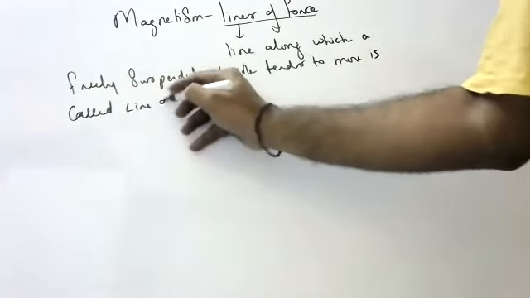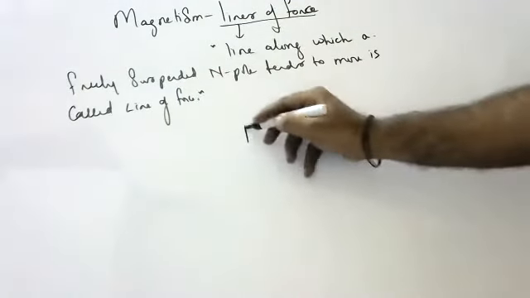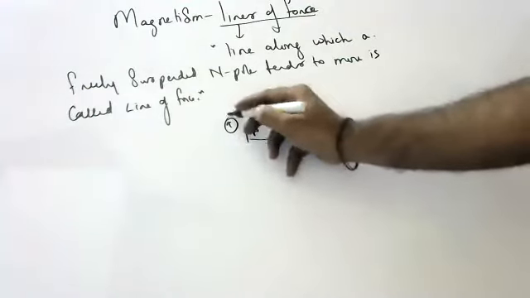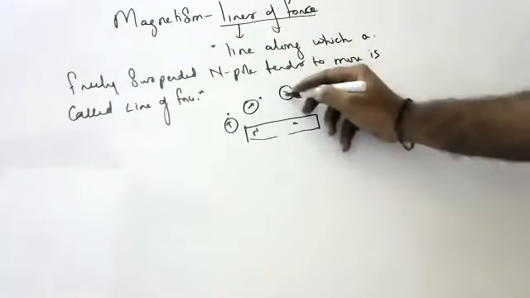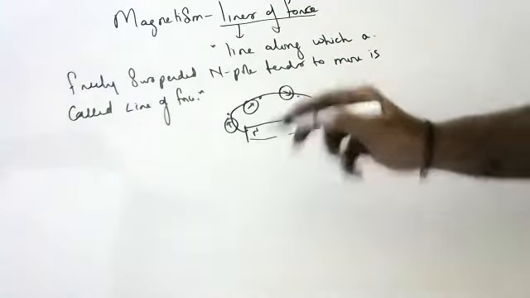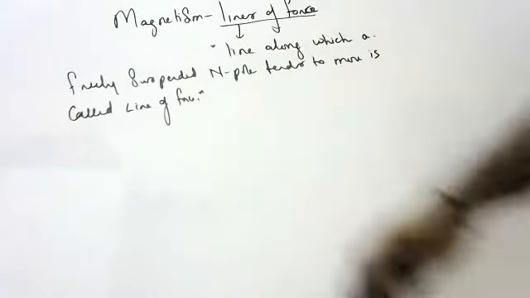Try to understand, children. What does line of force mean? When I was telling how to draw a line of force, what did I say, children? Wherever the north pole is showing, put a dot there. I told you, children. So joining these dots will give you the line of force. So children, the line along which a freely suspended north pole tends to move is called a line of force.